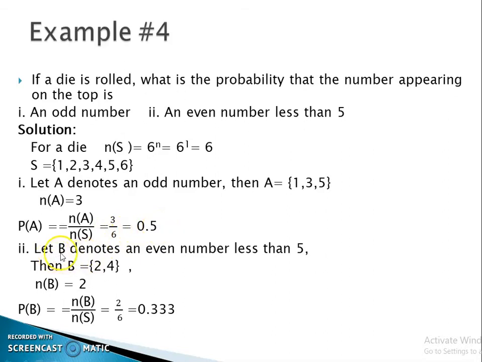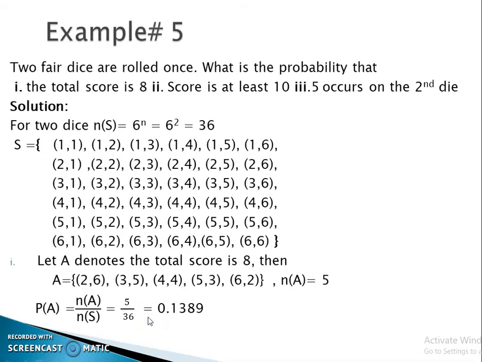In the second part, let B denote an even number less than 5. There are 3 even numbers 2, 4 and 6, and less than 5 there are 2 even numbers, 2 and 4. So B consists of 2 and 4. Number of points in the event B is 2. Probability of B is equal to number of favorable cases to the event B divided by total possible outcomes in the sample space S, which is 2 over 6 and is equal to 0.333.